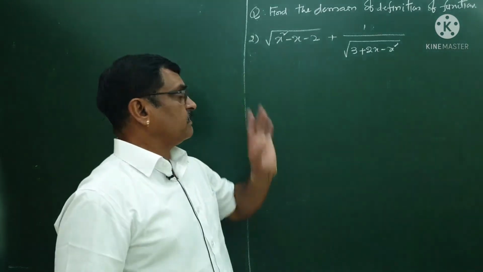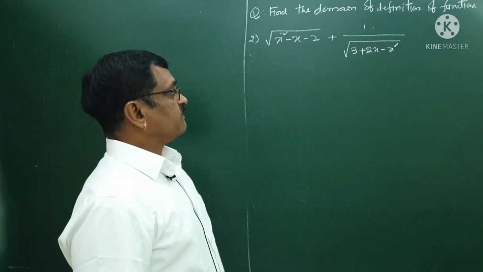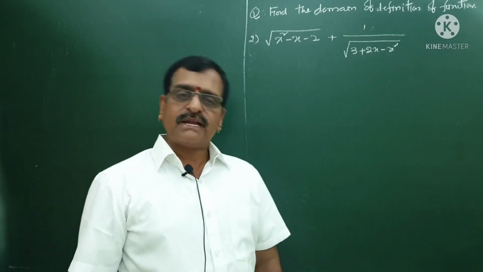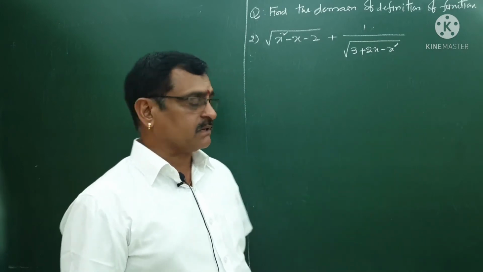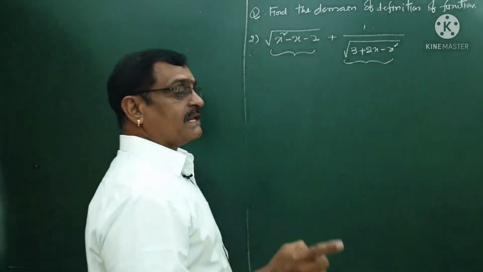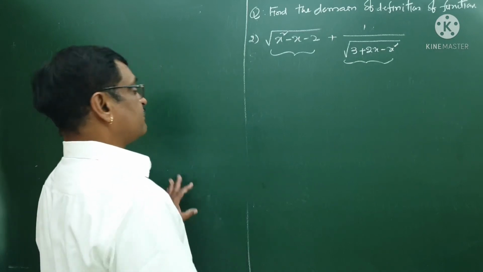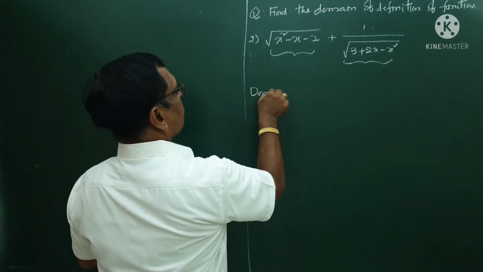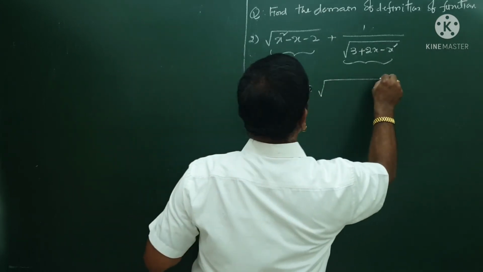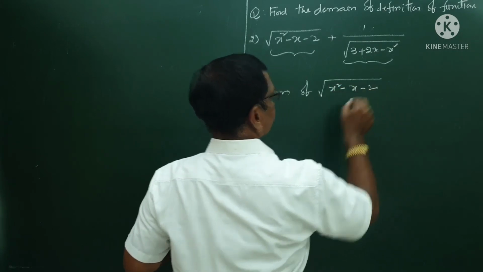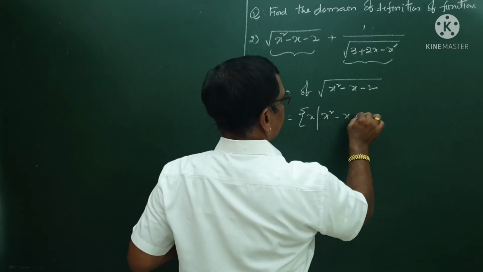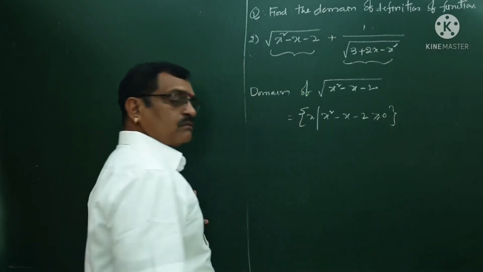Next question is, find the domain of the square root of x square minus x minus 2, plus 1 over the root of 3 plus 2x minus x square. The method is just like the previous one. First I will find the domain of this function, then the domain of that function, then I will find the intersection of those domains. First of all, the domain of the square root of x square minus x minus 2 is nothing but x such that x square minus x minus 2 is more than or equal to 0.